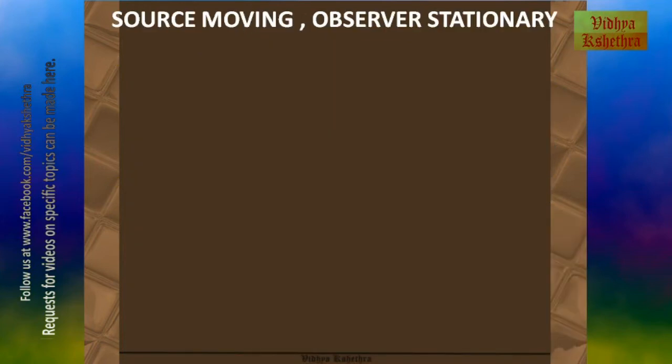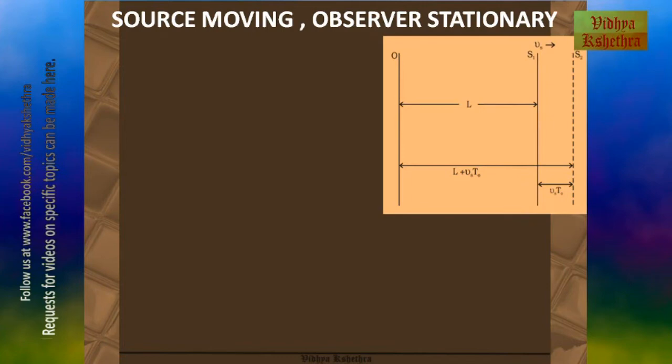Now we can see some cases and find the formula for the observed frequency. First case is source moving and observer stationary. For that we can consider an observer O situated at a distance of L from the source. The initial position of the source is S1. After a time t0, the source reaches a position S2. In that case, the distance between the observer and the source is given by L plus Vs into t0. Here Vs is the velocity of the source.